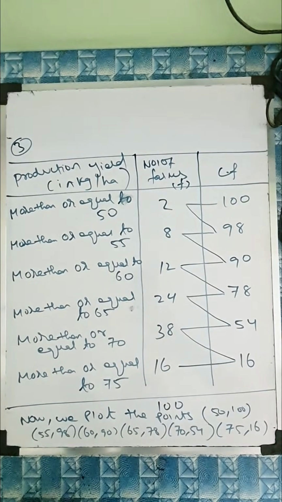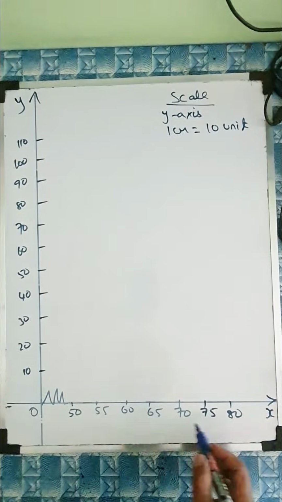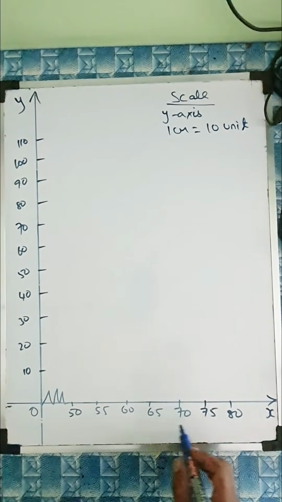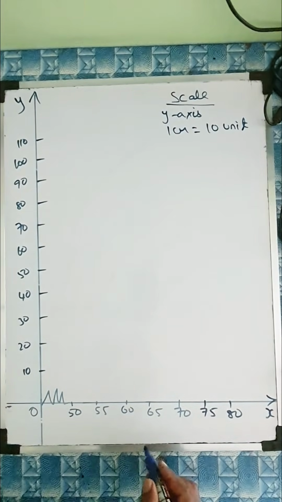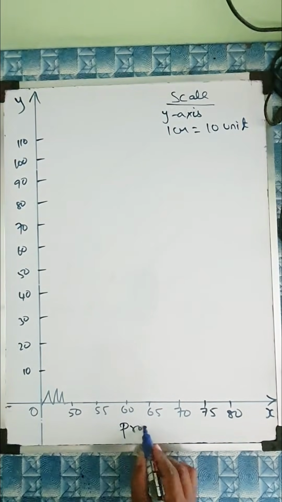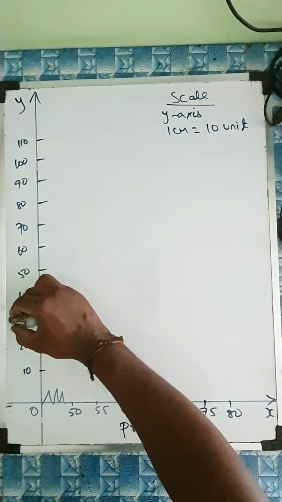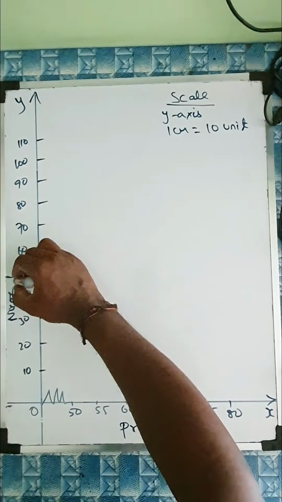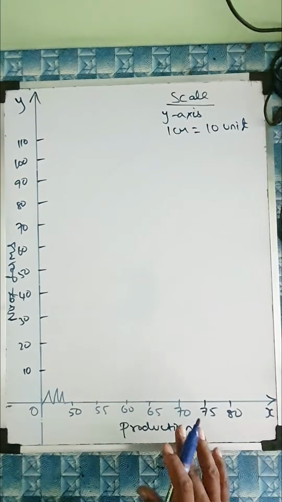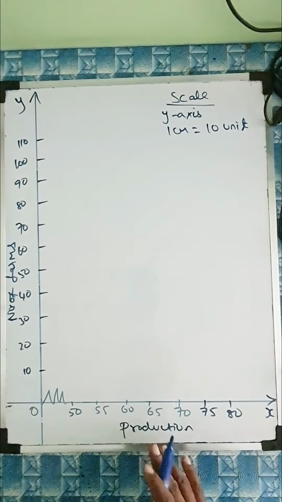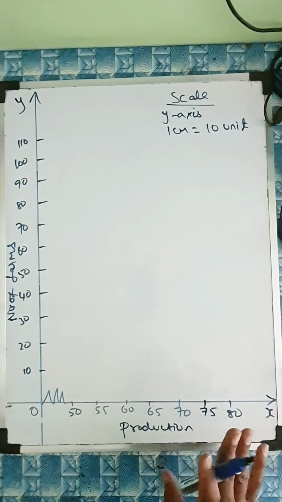Now we'll draw the graph. So 50, 55, 60 up to 80. This is the projection, we can just write it, and this is the number of farms. All these things are very important. If everything is there, it carries half of the marks. Again, the scale is half a mark, so everything is very important when you draw.